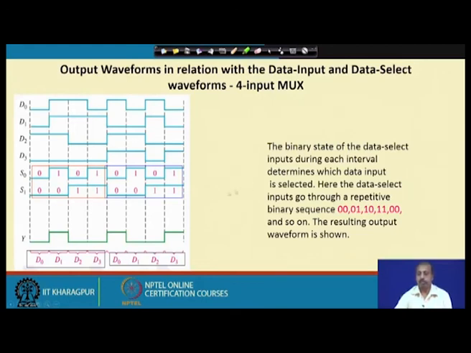The binary state of the data select inputs during each interval determines which data input is selected. So, the S0, S1 values determine which input is selected. In this particular example, they go through a repetitive sequence: 0, 0, 0, 1, 1, 0, 1, 1. That is, it first selects D0, then D1, then D2, then D3, and again D0, D1, D2, D3, and so on. So, it is going in sequence, and as a result it produces this type of waveform. Of course, it is specific to this example.